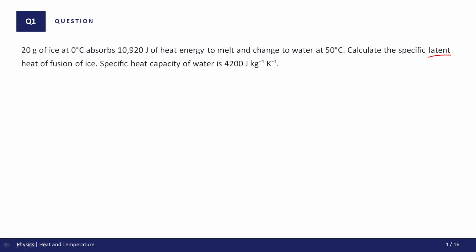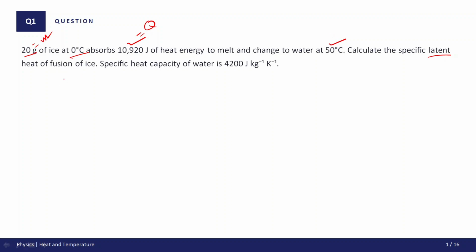What is given? Ice is given here, 20 grams. It is at 0 degrees Celsius. It uses this energy to reach this temperature. Here I will write: this is the mass, this is the total energy, and this is the temperature reached by the ice, I mean water.